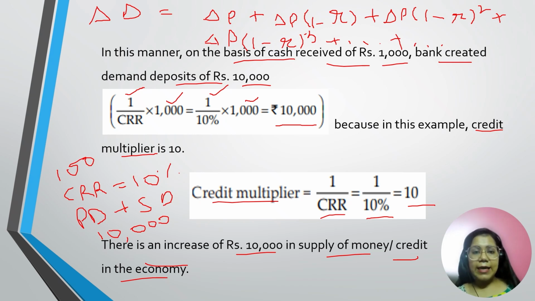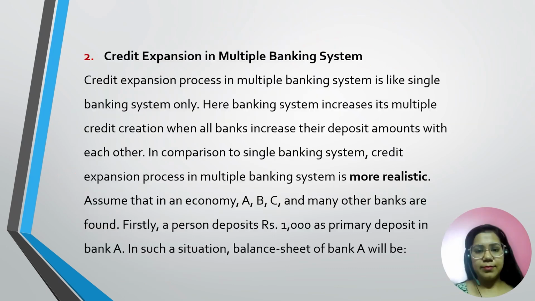So here change in D is the net change in demand deposits because of the initial change in primary deposit. Change in P is the change in primary deposit, and here R is the cash reserve ratio. If you put in these values here, then you will get the change in total deposits as 10,000 rupees. So now we are done with the credit expansion in single banking system. Now let's study the credit expansion in multiple banking system.